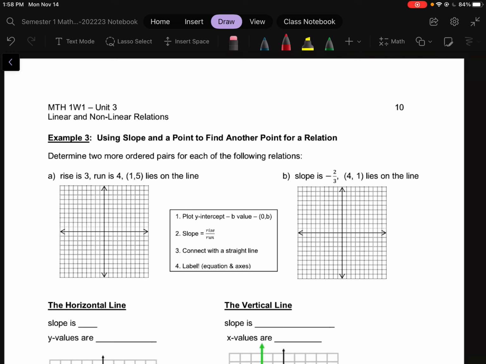Now let's look at an example of using slope and a point to find another point in the relation. So here we're going to determine 2 or more ordered pairs for each of the following relations.